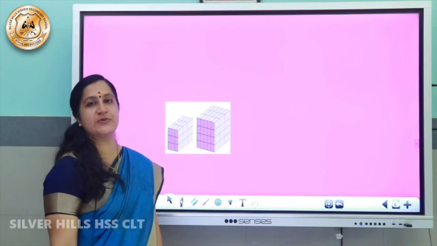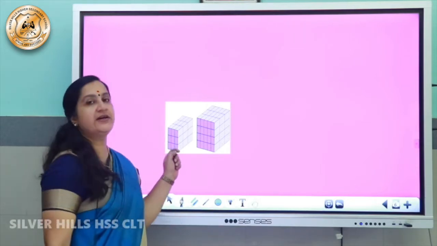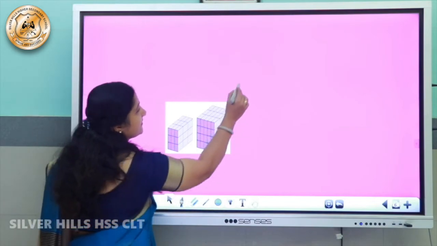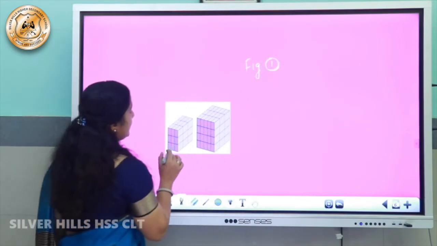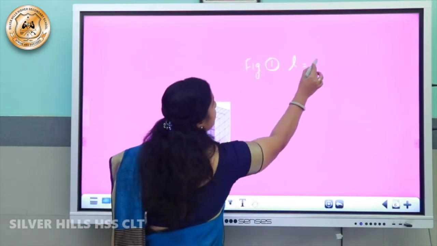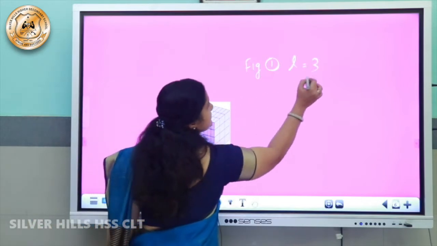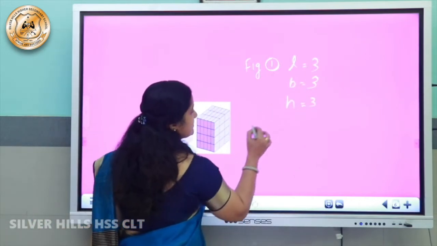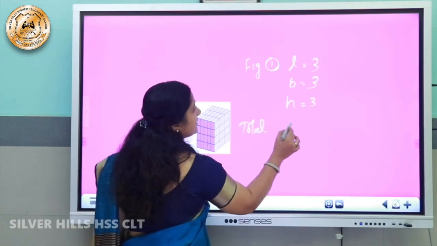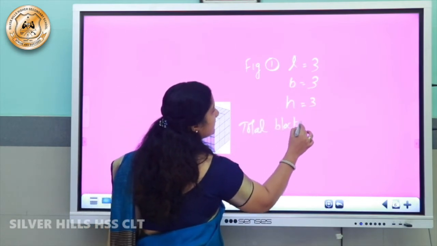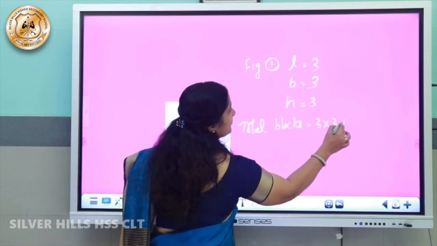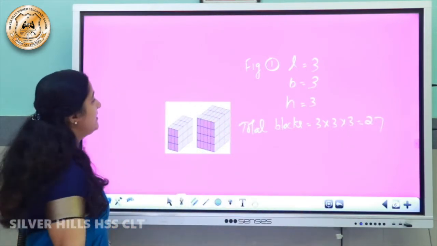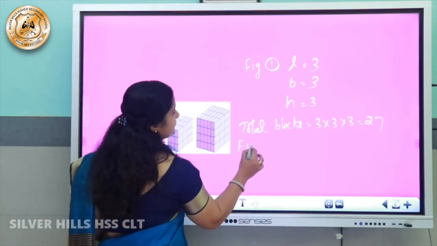Okay. Look at this picture. Tell me in figure number 1. What about lengthwise? Figure 1. Lengthwise 3, breadthwise 3, heightwise 3. So total blocks, 3 into 3 into 3. It is 27. Now figure 2.